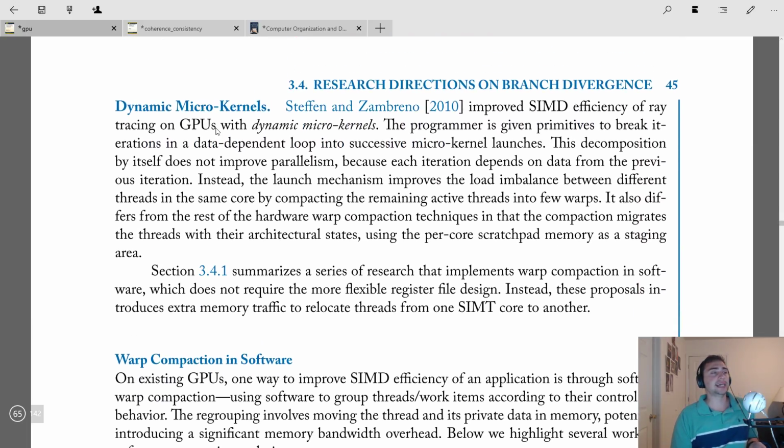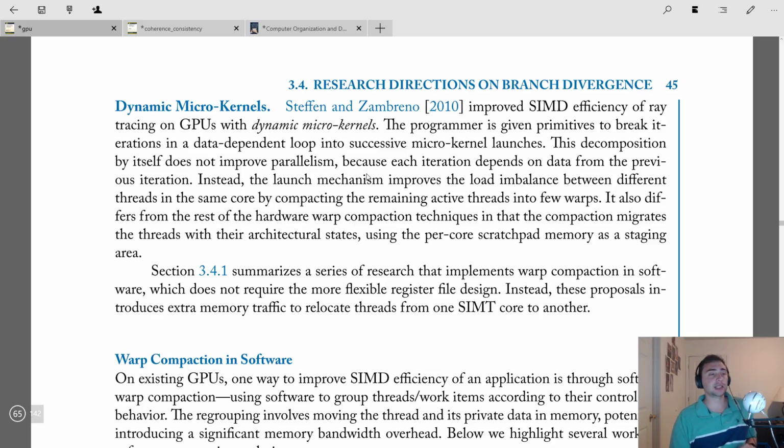Right, so in 2010, there's another work dealing with dynamic microkernels. In this work, they were targeting SIMD efficiency of ray tracing on GPUs. We haven't talked much about ray tracing on GPUs, but we probably will in the GPU programming course. So with dynamic microkernels, basically, they give the programmer a set of primitives to break iterations in a data-dependent loop into successive microkernel launches. So this isn't going to do anything for parallelism because of the dependencies between loop iterations.